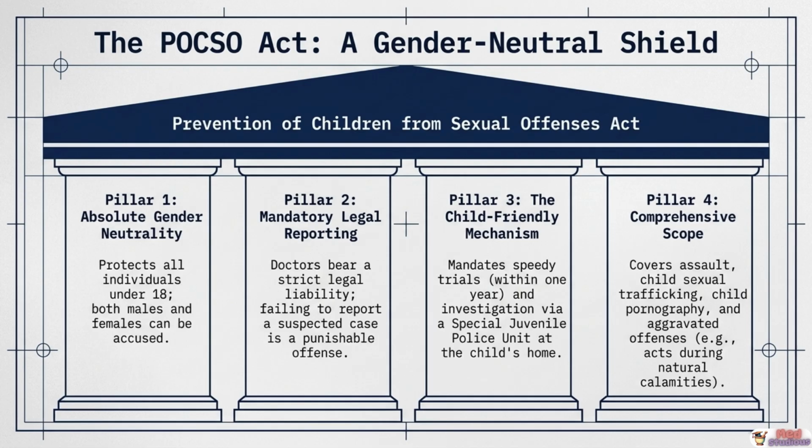The third pillar is the child-friendly mechanism. POCSO mandates that trials must be completed within 1 year of the offense, conducted through special juvenile police units, with investigation conducted at the child's home rather than at police stations, to minimize secondary trauma. The fourth pillar is comprehensive scope. POCSO covers penetrative assault, non-penetrative assault, sexual harassment, child trafficking, child pornography, and aggravated offenses, including acts committed during natural calamities or by persons in positions of trust.